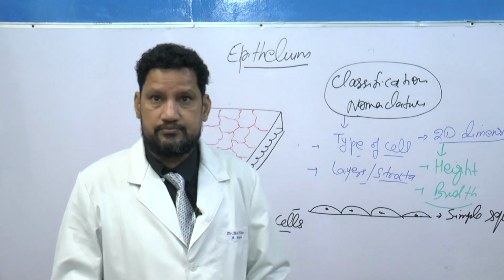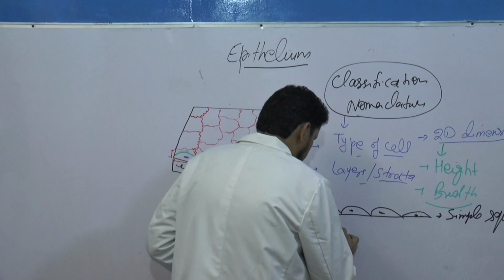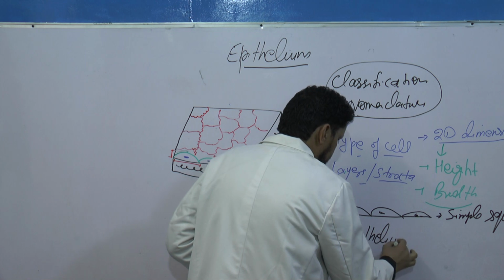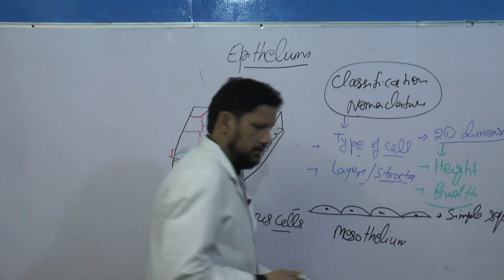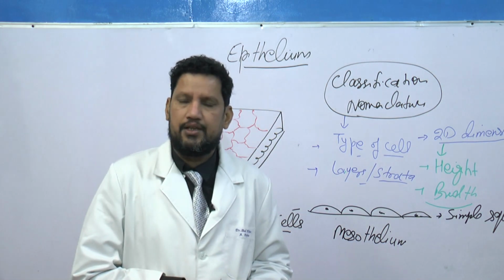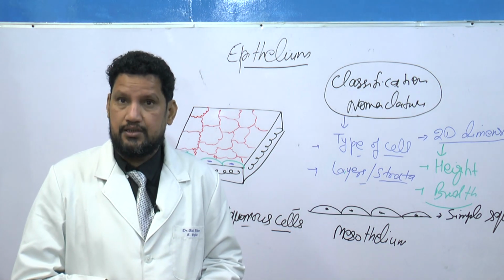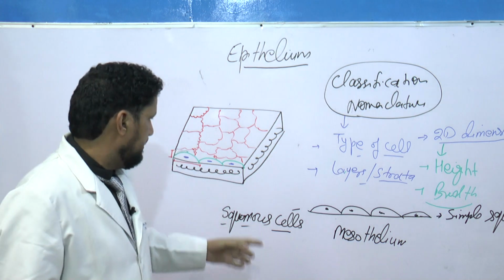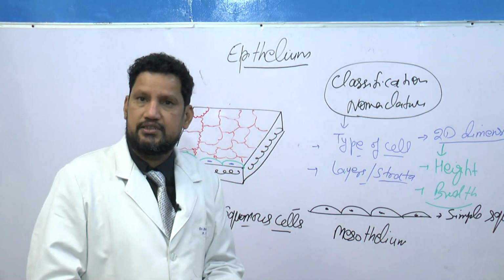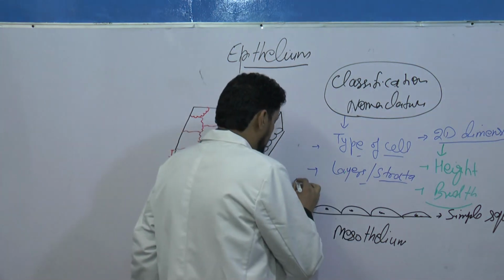and the pleura. The term mesothelium is used for this type of epithelium. When this simple squamous epithelium is covering the inner surface of the vessels, when it is covering the lumen of the vessels, this is known as endothelium. So the term endothelium is also used.